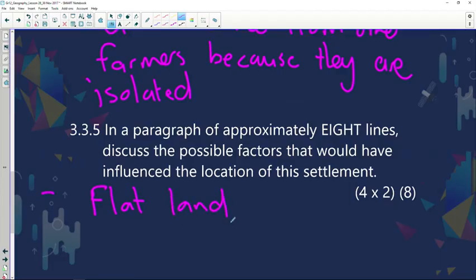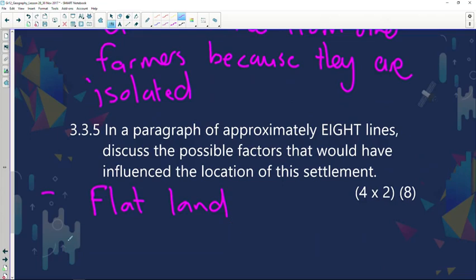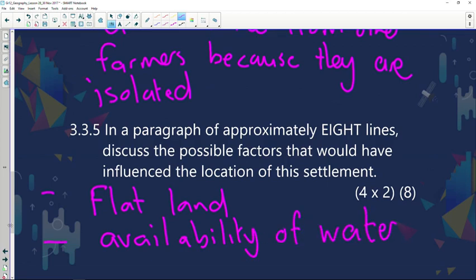Now, first of all, probably because of the flat land available, because it's much easier to farm on a flat gradient than a steep gradient. Think of the machinery being used as well, and to construct their houses and infrastructure. The flat land makes it easier for machinery. Then the availability of water. That's definitely important for the site of that settlement. What do I need the water for? To be able to water their crops.